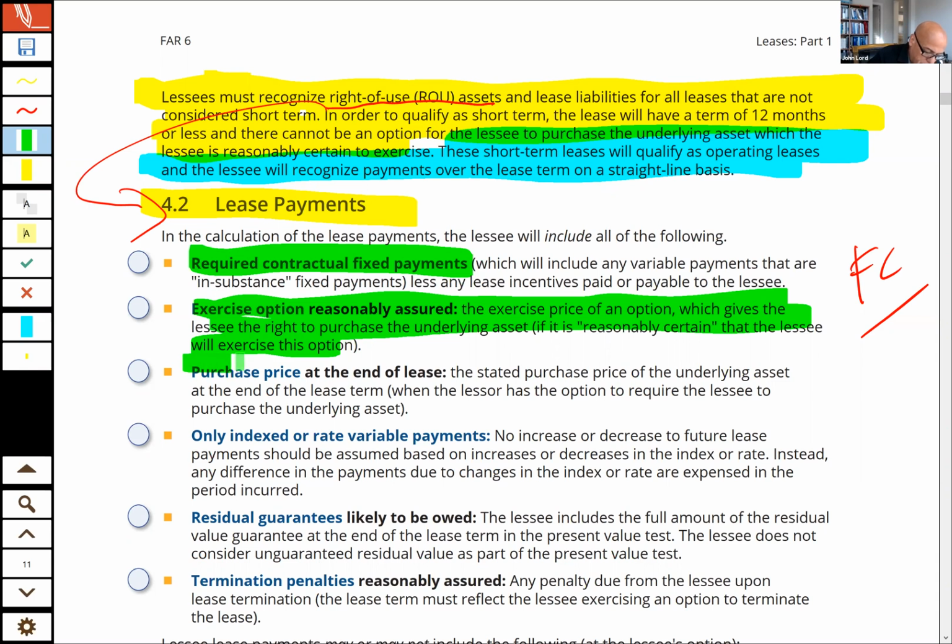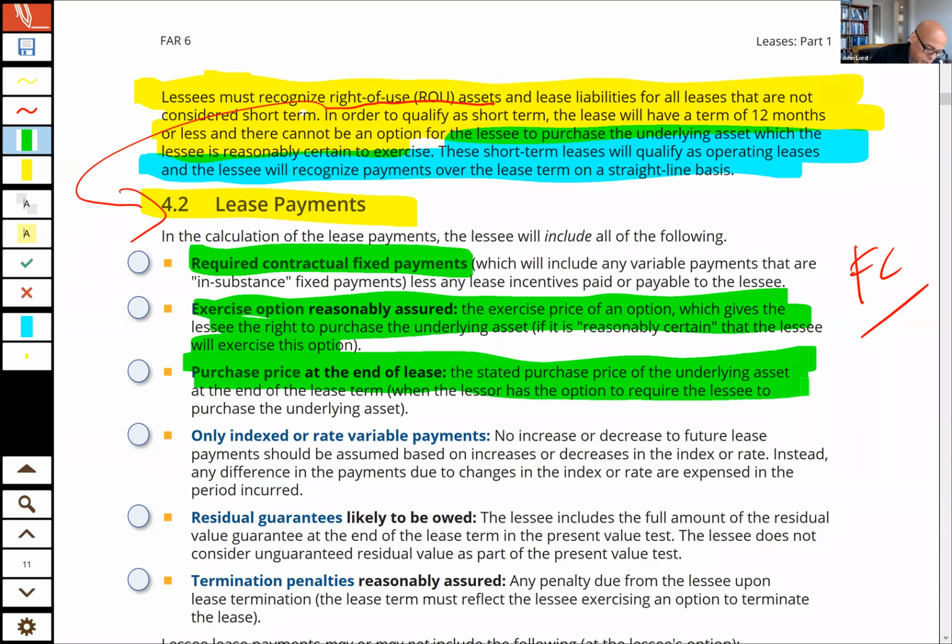Okay, the purchase price at the end of the lease, the stated purchase price of the underlying asset at the end of the lease, when the lessor has the option to require that you exercise that. So now you're going to look at that and say, well, rule of conservatism says that the lessor will make me exercise that, so I would include that payment.